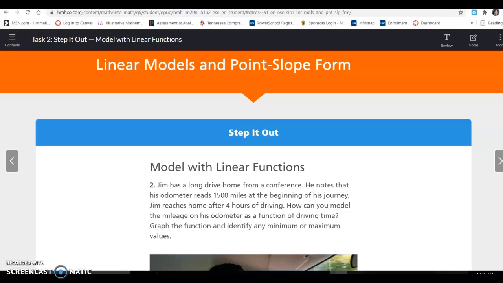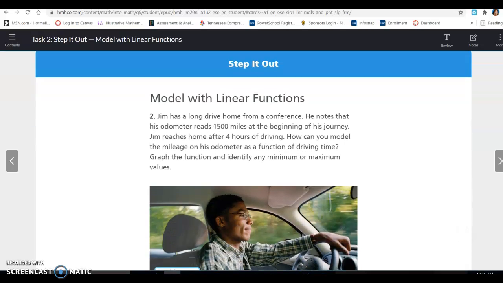All right, we're going to continue in lesson 4.4. We're talking about linear models and point slope form. So this is task 2, and it says model with linear functions.